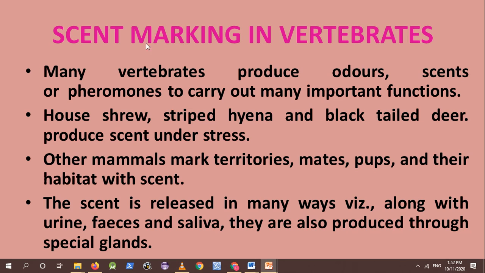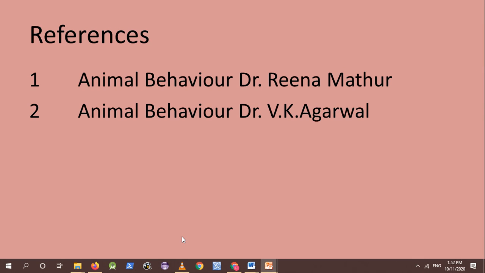Now, as we said, pheromones are also used for scent marking. Vertebrates use pheromones for scent marking. Many vertebrates produce pheromones which have a strong odor or scent, and these odors carry out many important functions. Mammals mark their territories, mates, pups, their habitat, etc. with their pheromone which has a strong odor. And this odor or scent is released in many ways in vertebrates. It can be released along with urine, feces and saliva, and it is also produced by special glands in these animals. Thank you.